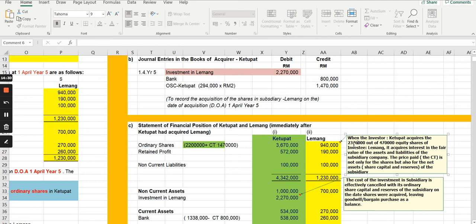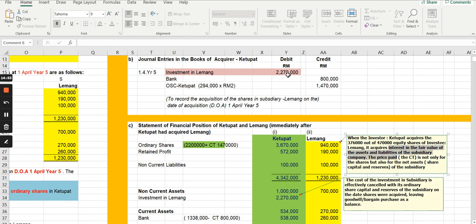376. Out of the 470,000 equity shares, you can calculate how much is the percentage. Lemang is the investee. It acquires interest in the fair value of the assets and liabilities of the subsidiary.